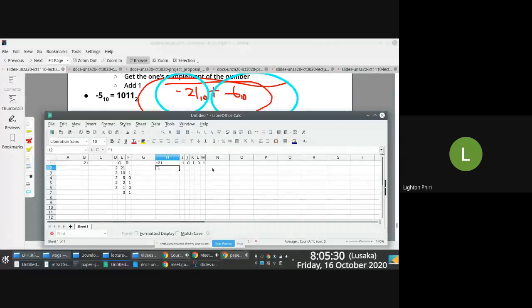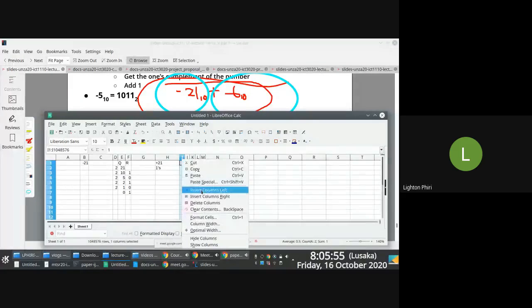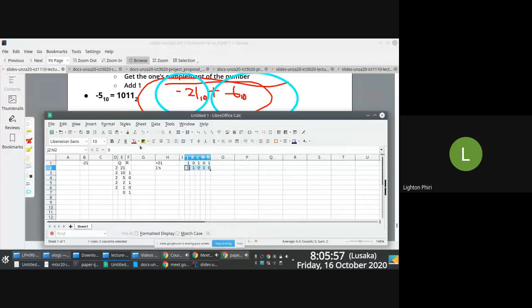Anyway, one's complement of this is just flipping the bits, right? So we get 0, 1, 0, 1, 0. And then 2's complement is going to be the result of adding 1 here. So we say this resulting value here plus 1, right? For us to get 2's complement.